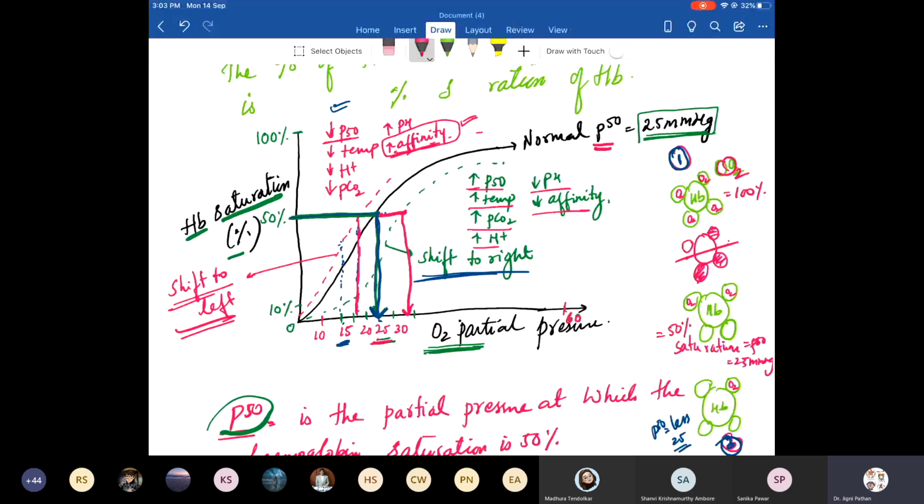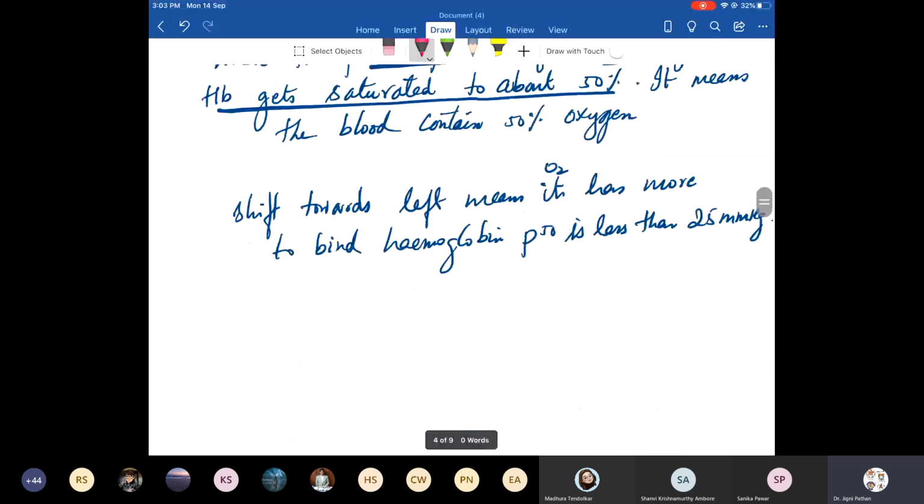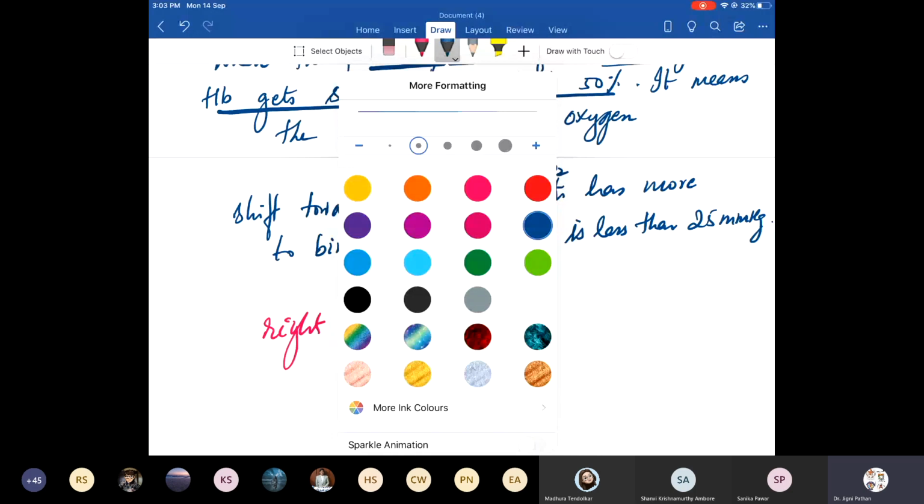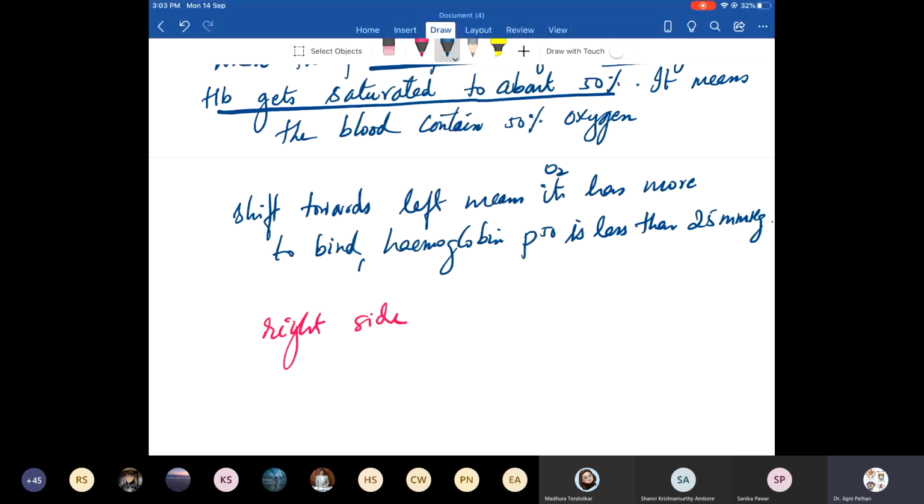Here what happened? Dissociation takes place. Here, on the right side, I told you, it is dissociation. Shift towards the left means it has more binding to hemoglobin. So it is association when there is a movement to the left side, because hemoglobin is binding. Okay. Here, right side means what? It has less affinity to oxygen.